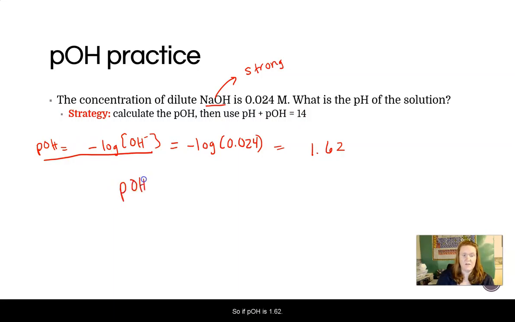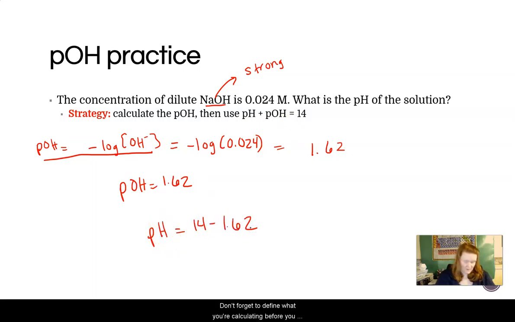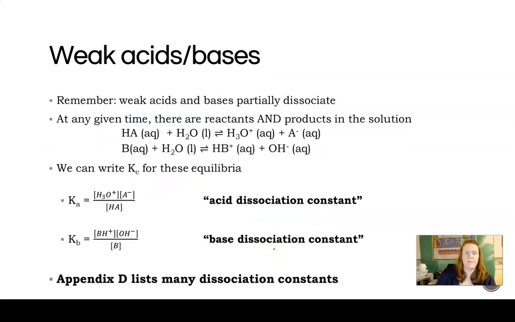So if pOH is 1.62, getting to pH is pretty simple. You just subtract. All right, and so just don't forget to define what you're calculating before you jump into the numbers. That's a very common error there.